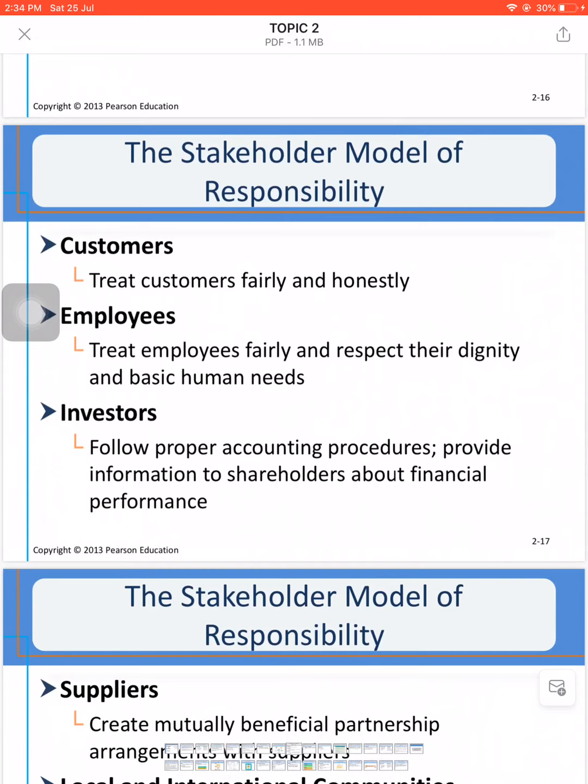Next is employees. Employees is how you treat workers fairly, making them a part of the team, and respecting their dignity, promoting company reputation. At the same time you have to promote the company reputation, but you have to treat them fairly. You have to respect them and make them a part of the team. So this is how you handle your responsibility towards your employees.